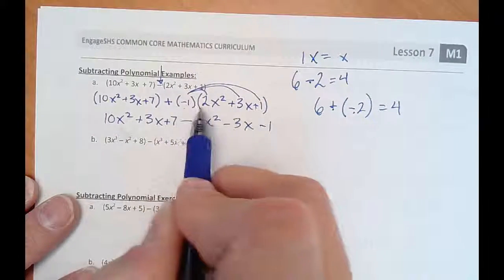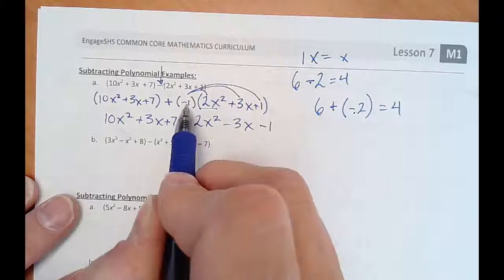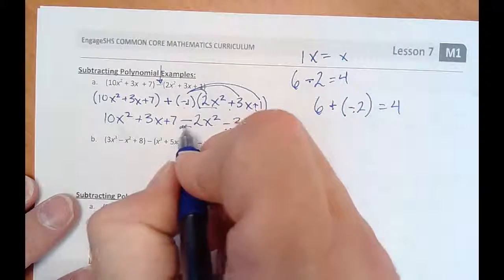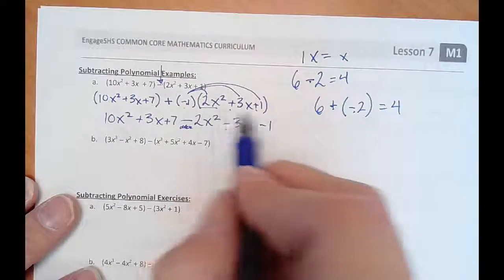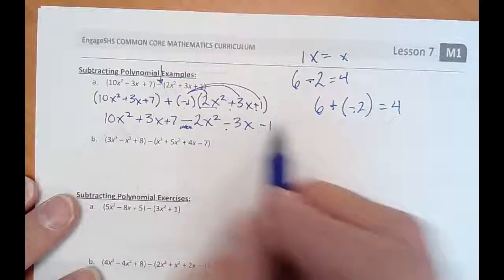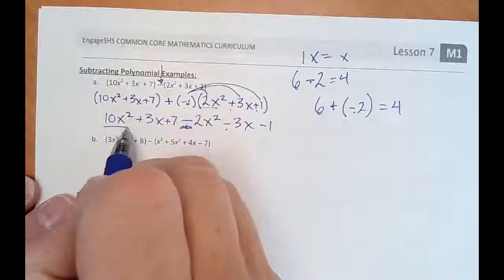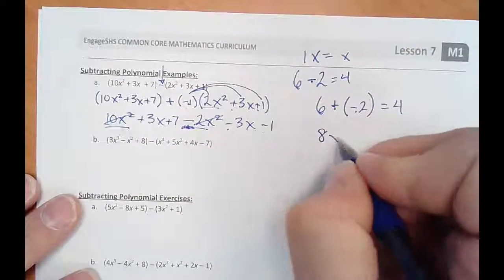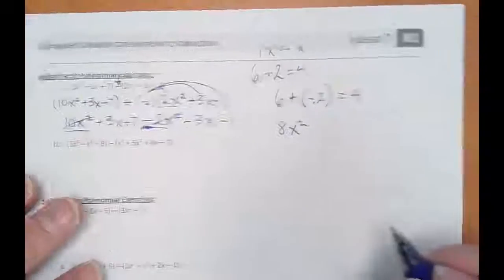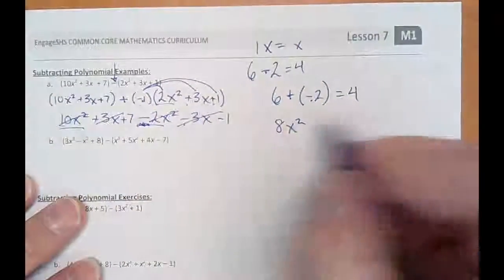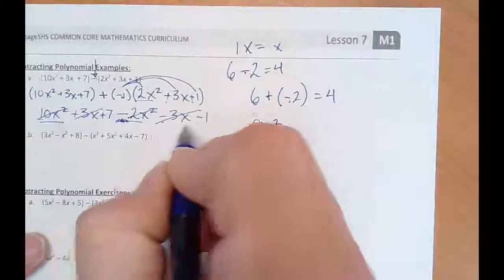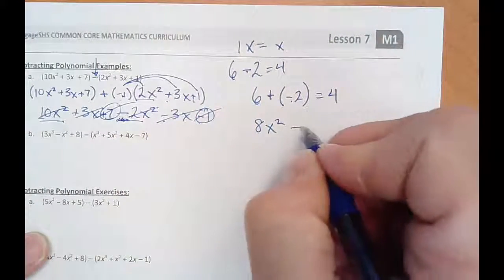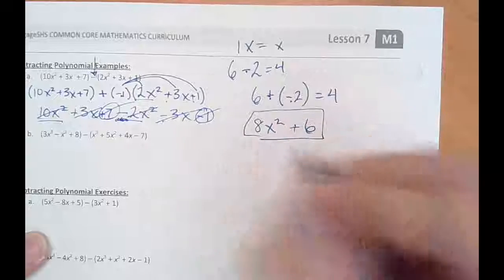Because this negative 1 takes this positive and makes it negative, takes this positive and makes it negative, takes this positive and makes it negative, I don't want you to think that's an equal sign, that means that all of these are now subtracting. So we have 10x squared minus 2x squared. 10 minus 2 is 8, and then there are x squared of them. 3x minus 3x, that's actually going to cancel. It's 0. And then 7 and minus 1 makes 6. So there's our expression.